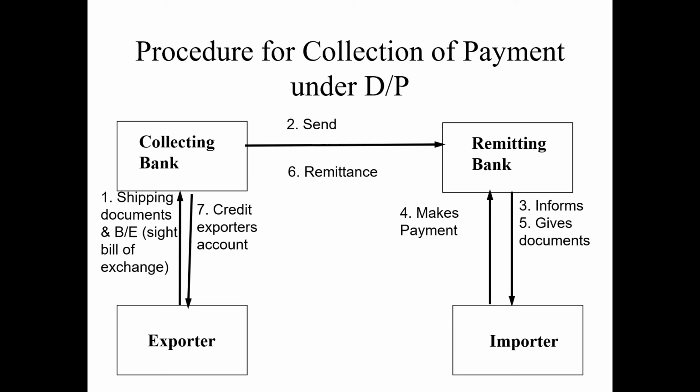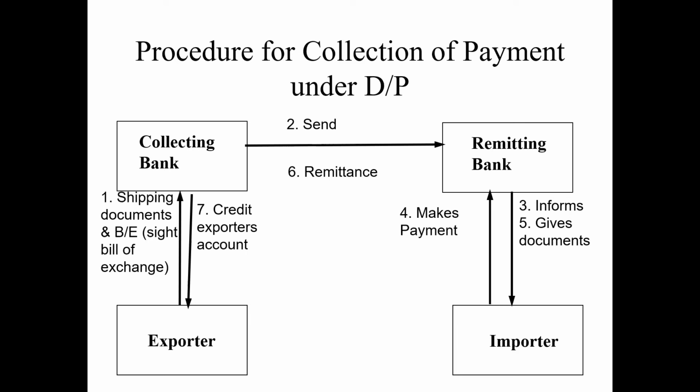In the second step, the collecting bank forwards all the documents received from the exporter to the remitting bank, or the importer's bank. The remitting bank then informs the importer about receipt of documents from the exporter. After getting intimation from the remitting bank, the importer makes payment to the remitting bank.